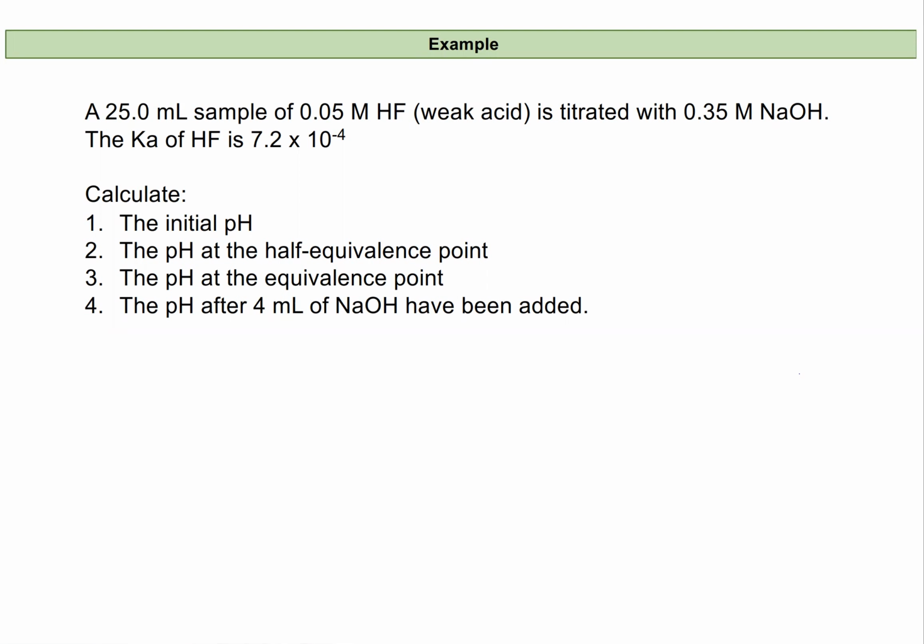So we're going to look at a 25 milliliter sample of 0.05 molar hydrofluoric acid, or weak acid. We're going to use a 0.35 molar sodium hydroxide solution to titrate it. That Ka of hydrofluoric acid that we're going to use is 7.2 times 10 to the negative 4th.